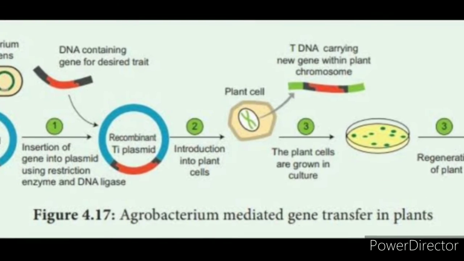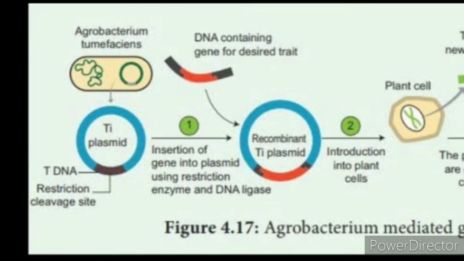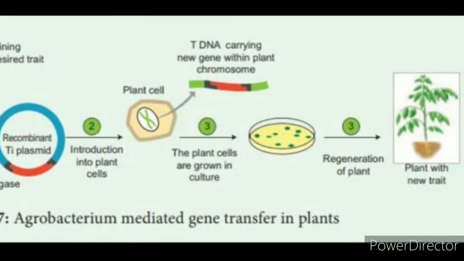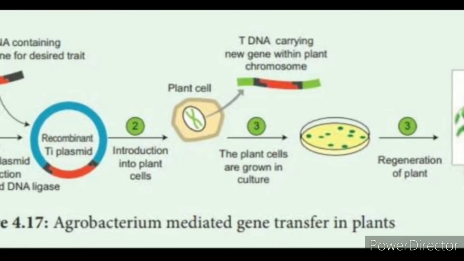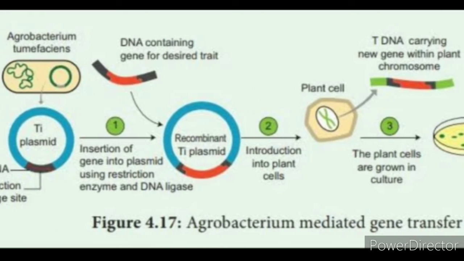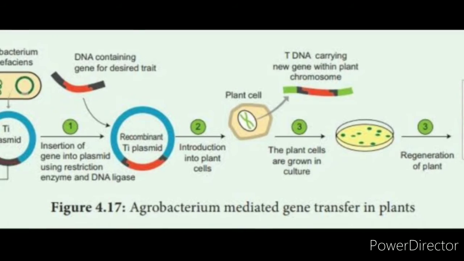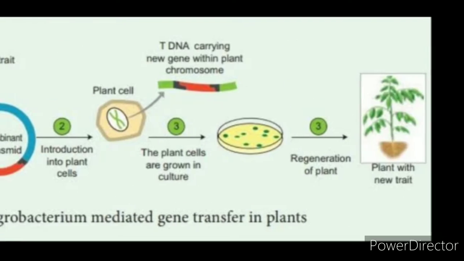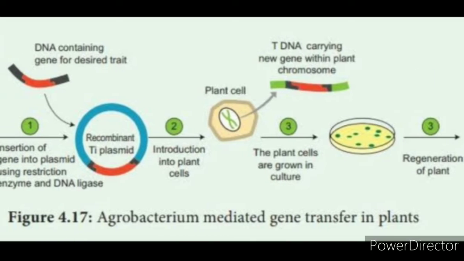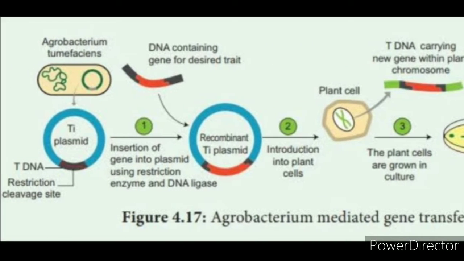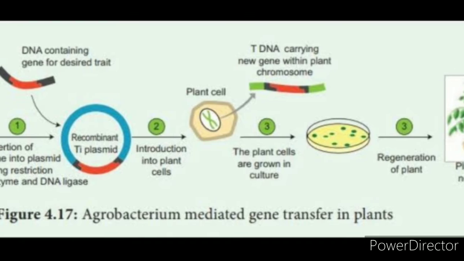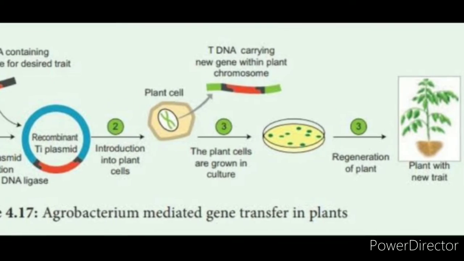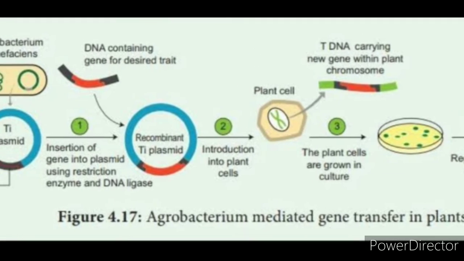Indirect or vector mediated gene transfer. Gene transfer mediated with the help of a plasmid vector is known as indirect or vector mediated gene transfer. Many types of vectors are there. Example, plasmid, pBR322 plasmid, Ti plasmid, expression vectors, etc. Among the various vectors used for plant transformation, the Ti plasmid from Agrobacterium tumefaciens has been used extensively.